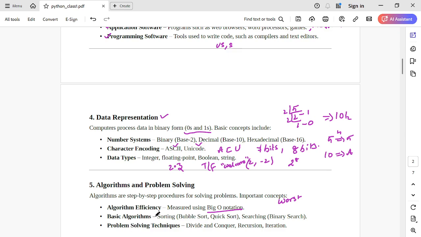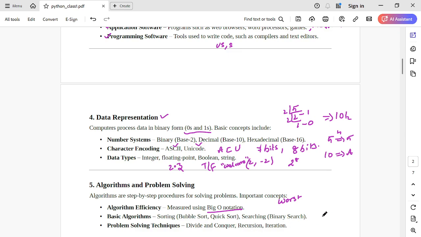Next are basic algorithms that are used in problem solving: bubble sort, quick sort, and searching, binary search, right? For bubble sort, the worst case big O notation will be big O of n squared. Similarly, binary search is big O of log n, and like that it goes on, right? So next is problem solving techniques: divide and conquer, recursion, iteration. So these are the problem solving techniques that are available.